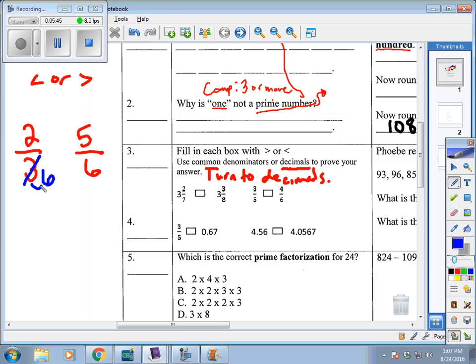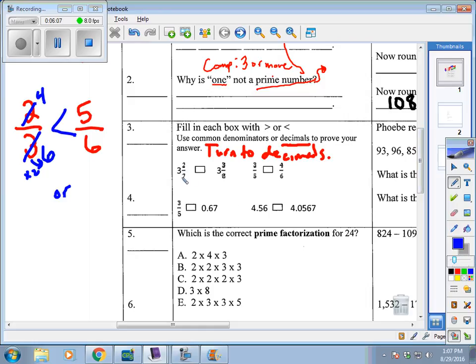So that would be times 2. And then whatever you do to the bottom, you must do to the top. That's going to be 4. And then we have 4/6 of pizza, and we have 5/6 of pizza. Clearly, that's going to be the larger one. Now, that's the fraction method, and I'm totally okay with you doing it that way. So if you want to do that on number 1, it's a mixed number, but you still have to find a common denominator and do whatever you did to the bottom to the top.